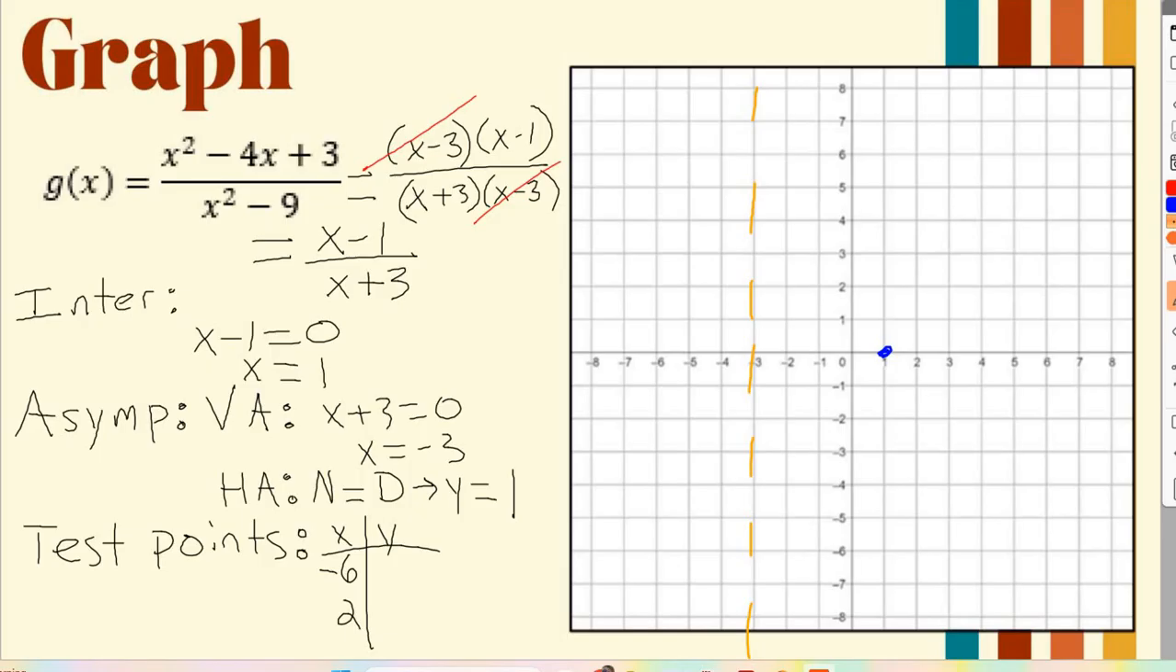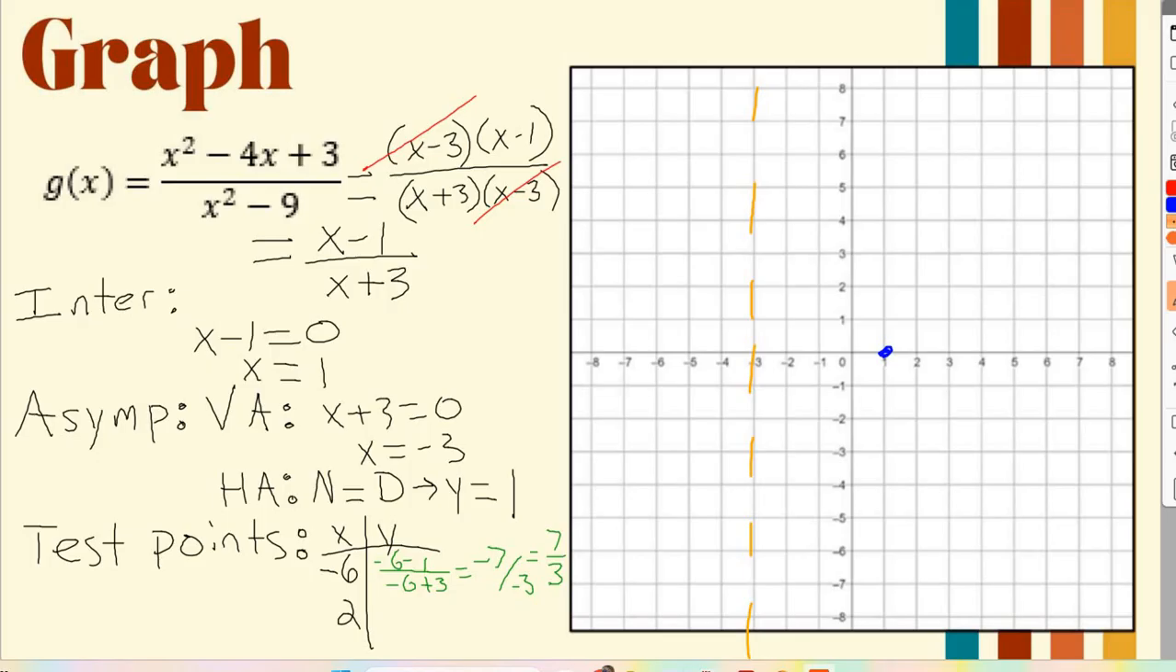So on top, I have -6 minus 1. On bottom, we have -6 plus 3. So -6 minus 1 gives us -7, and -6 plus 3 gives us -3. So we end up with a positive seven-thirds.